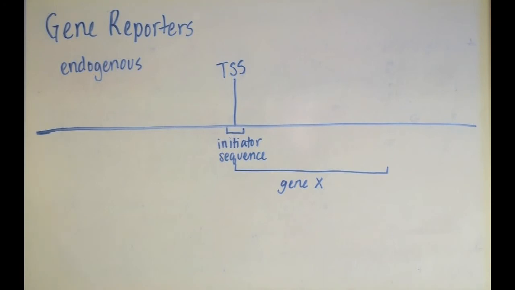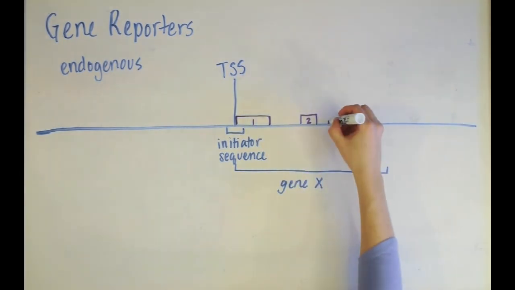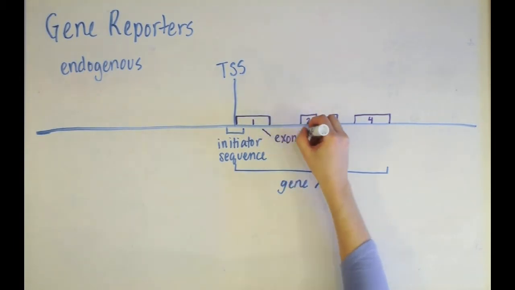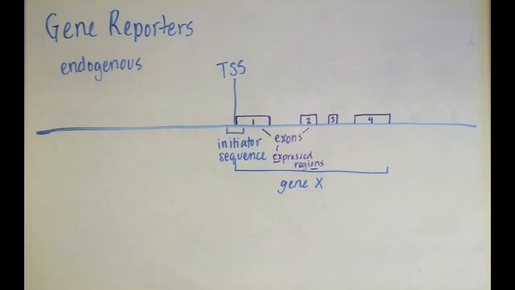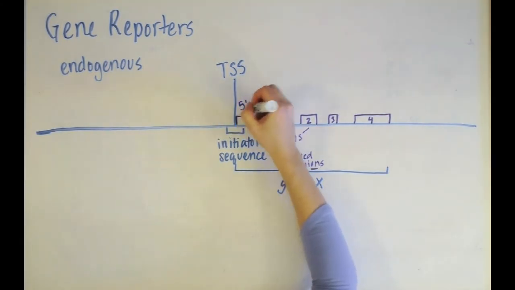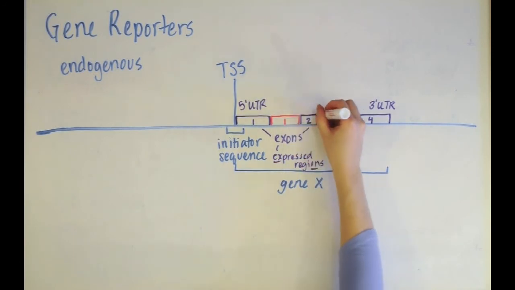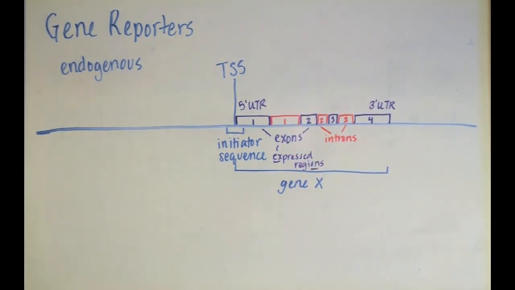mRNA transcription begins here. The body of the gene is made up of exons, which are the expressed regions of the gene. The first exon contains the 5' untranslated region, or UTR, and the final exon contains the 3' untranslated region. Between the exons are various introns, or intragenic regions. I've drawn them as very short, but they can actually be quite long.